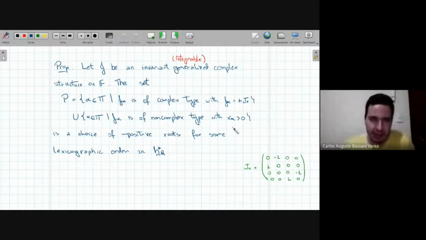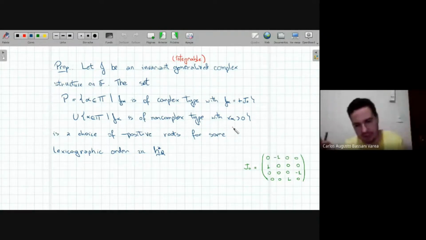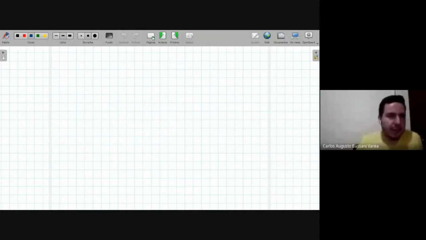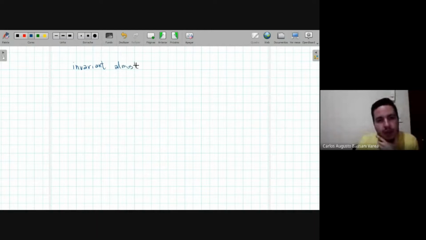This is an important result for two reasons. First, because it's the key for the proof of the following two theorems. And also, let me write here, when we studied the invariant complex structure, it goes back to Borel.